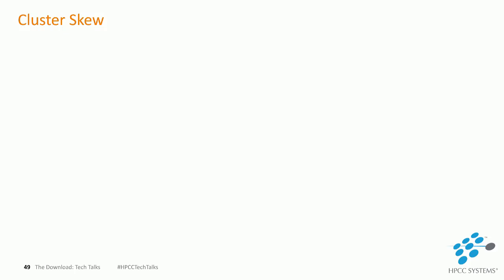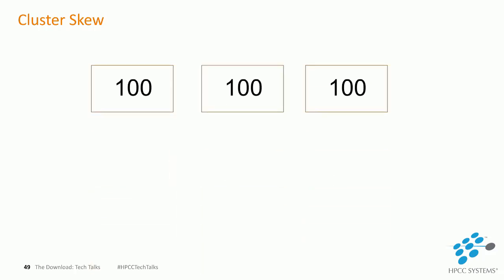So let's start with this concept of cluster skew. Let's say that you have a 3-node training cluster and you're working with a 300 record set. Optimally, we'd like to have 100 records distributed across every node in the cluster. However, as we're looking at the graph of the job, we start to see these numbers pop up.